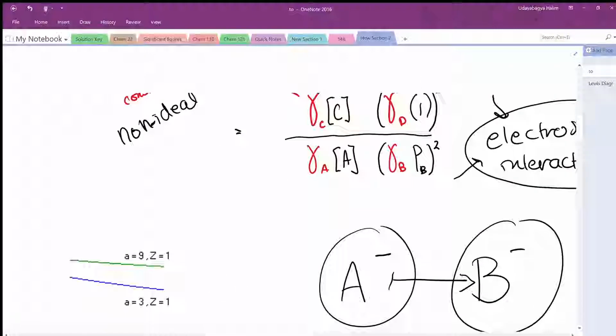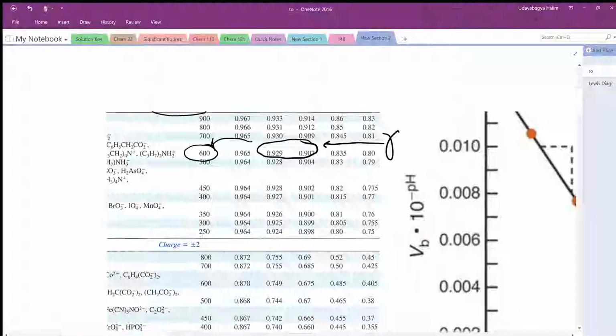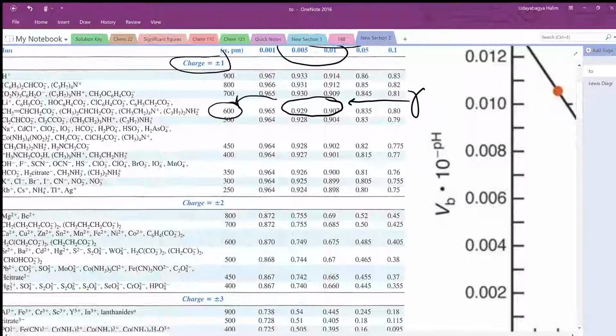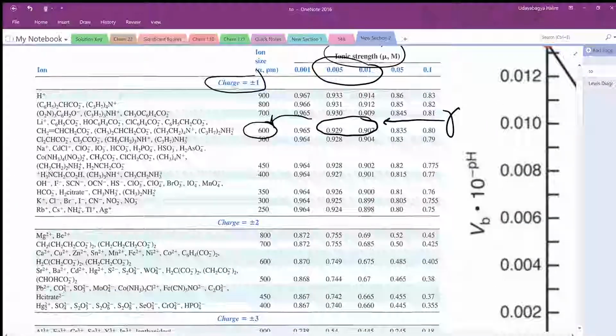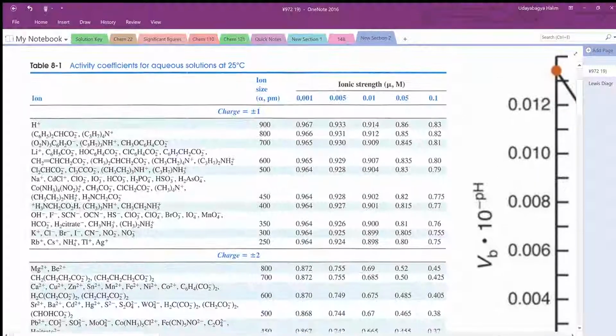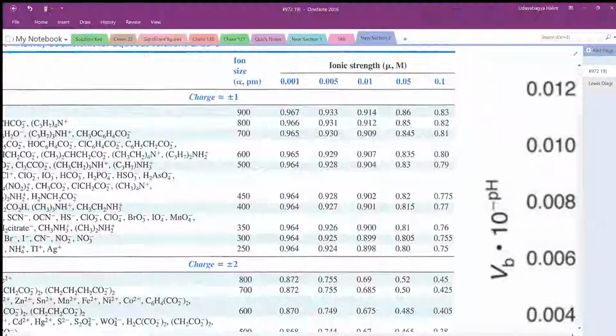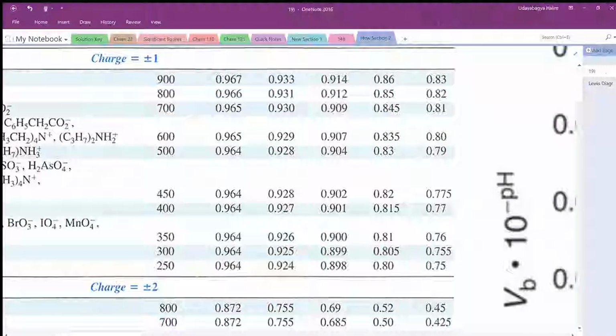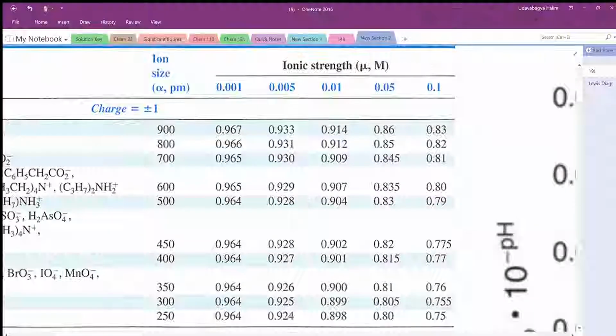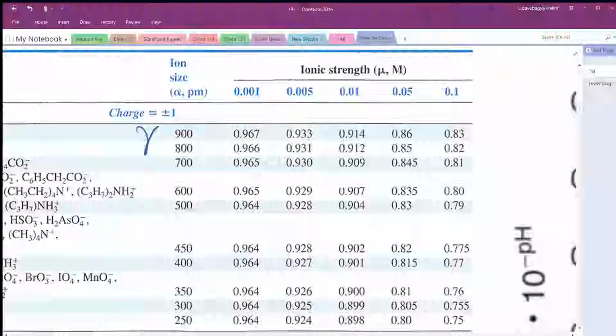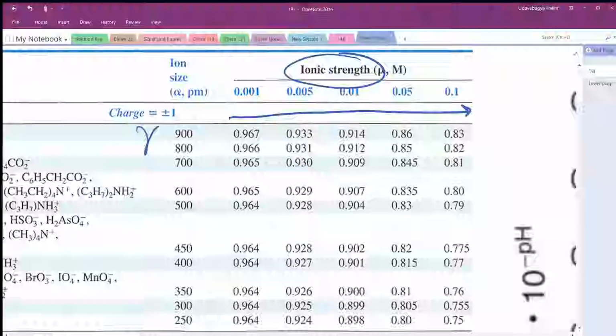If you try to actually measure it, you will have the table that is posted on your class website in the laboratory, which looks something like this. The numbers that we have here are the activity coefficients, so these are the gamma values. I want to show that if you have more ionic strength, that means you have more ions in solution. As you increase the ionic strength, you have more and more ions, and you can see that the number goes down, 9.67, 9.33, and all the way to 0.83.